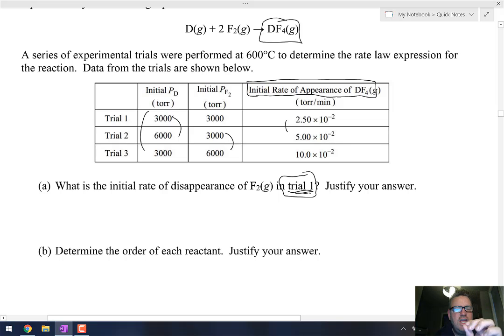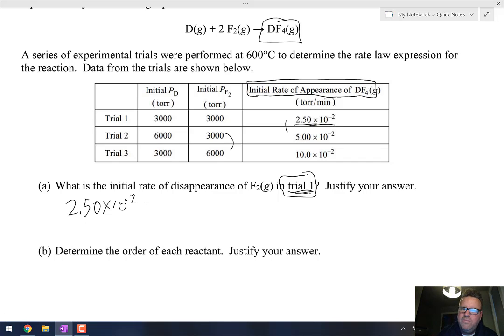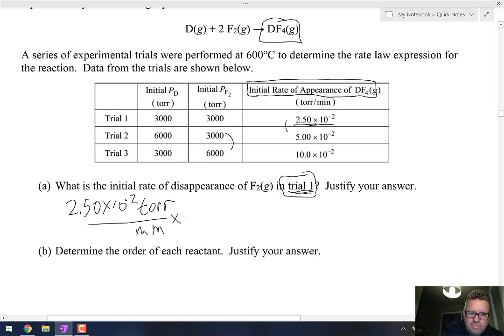When they're talking about a specific trial, you can't compare one trial with another trial. You only can talk about trial 1. So in trial 1, the rate of appearance of DF4 is 2.5 times 10 to the minus second, so 2.50 times 10 to the minus second. Now notice in this case they're not using molarity, they're using torr, which is a unit of pressure. And that's fine. They're just trying to throw you off with that. Don't let them. Torr per minute.